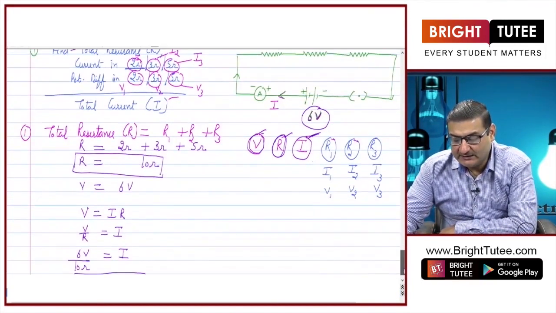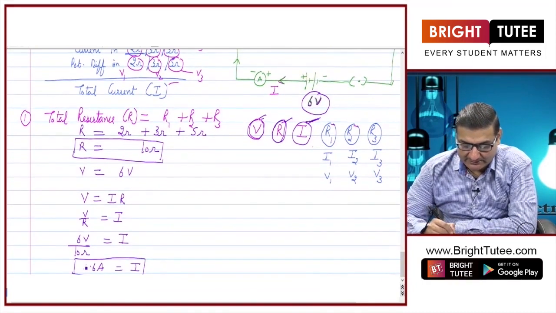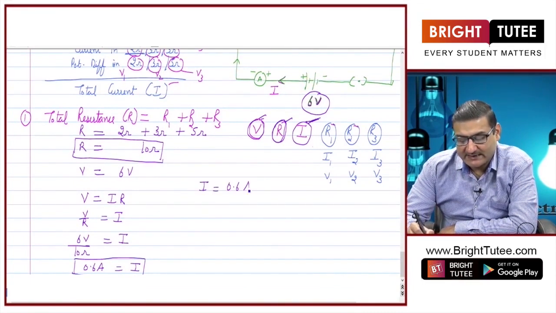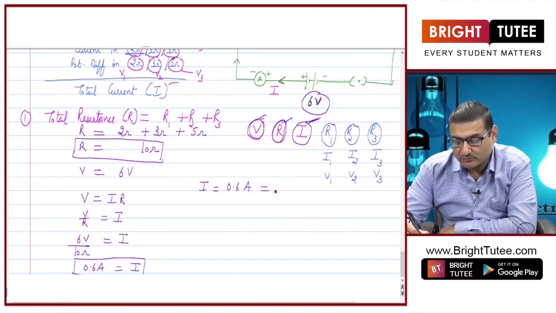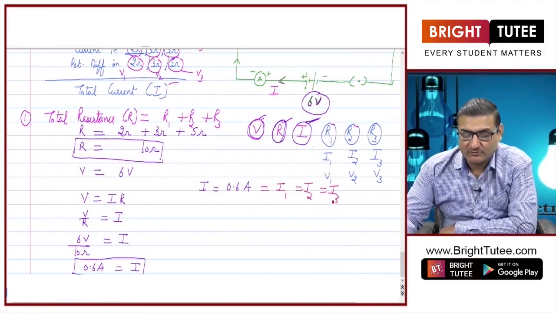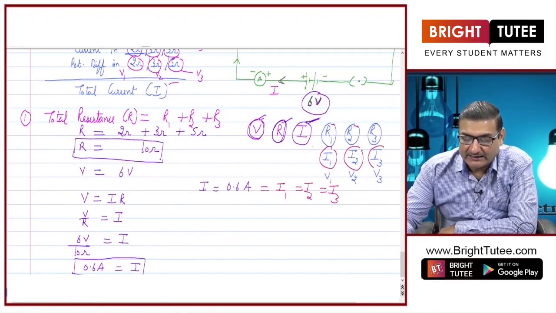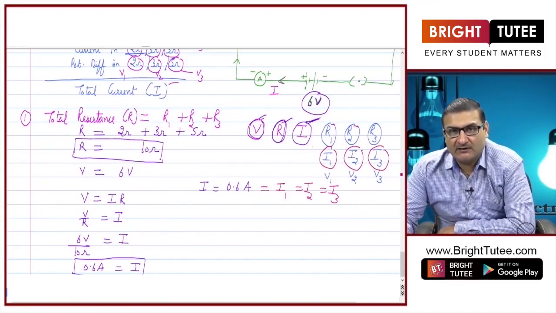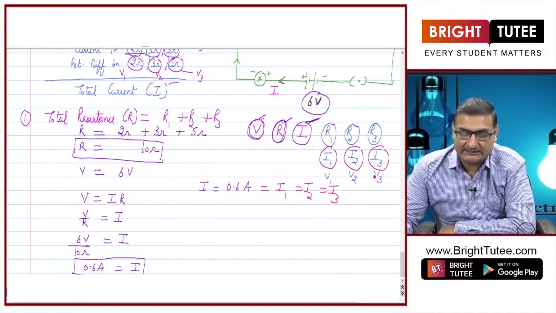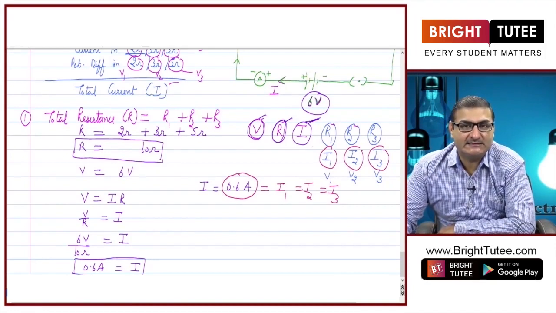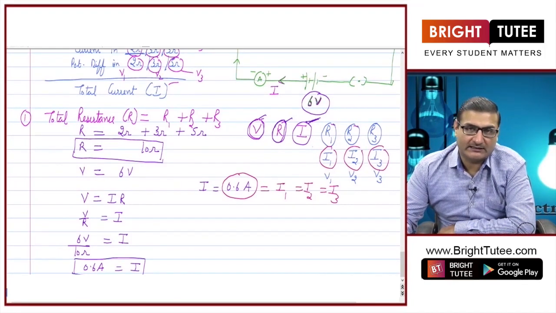Coming back to our solution, we saw that we calculated I to be 0.6 amperes, and if I is equal to 0.6 amperes, then this is also the value of I1, I2 and I3. So I can circle I1, I2 and I3, which are 0.6 amperes. Why? Because of the property that in series the individual currents are always equal and are the same as the total current. Got it? So this is my third step.